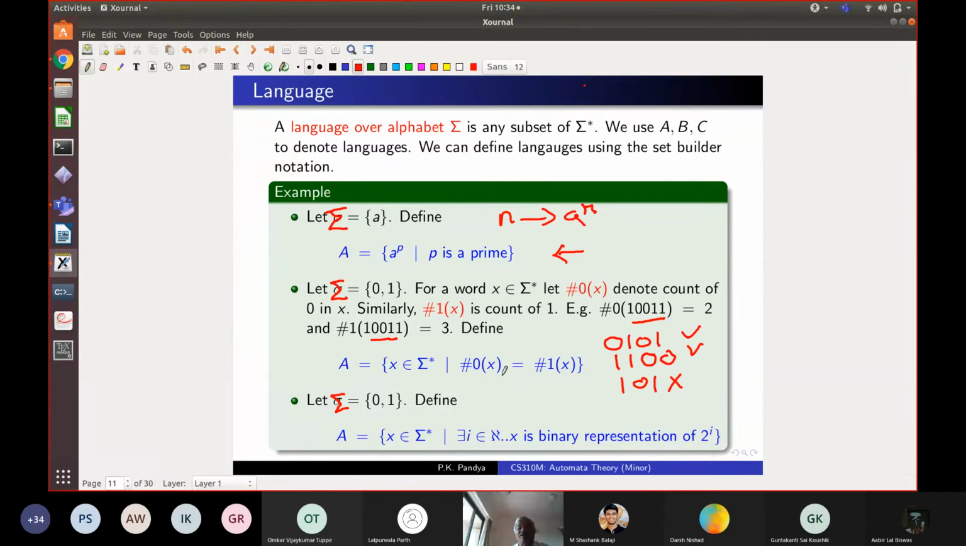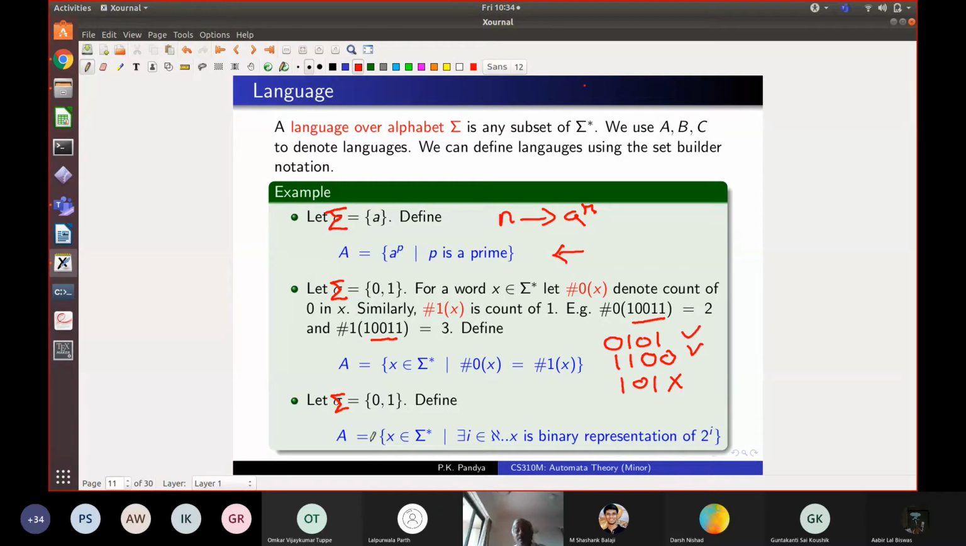So there are various computational methods to recognize the words of this language. That is what computers do. But the specification is as simple as this: all those words over the alphabet 0, 1, where the number of zeros is the same as the number of ones. So is this language clear to you? Okay.